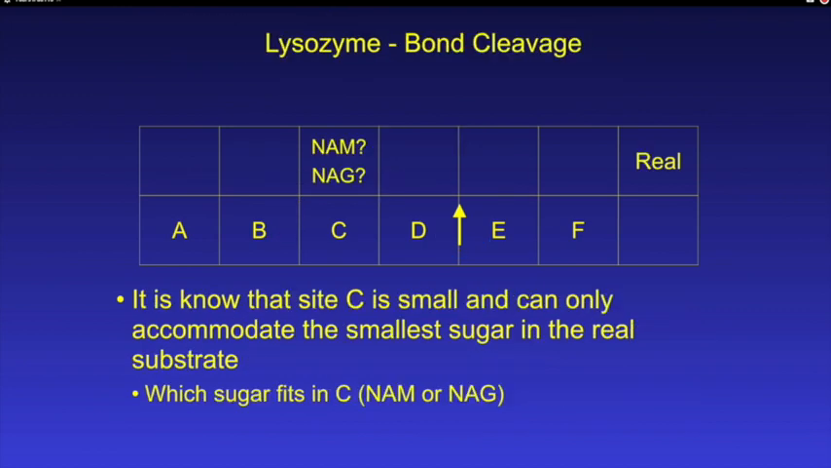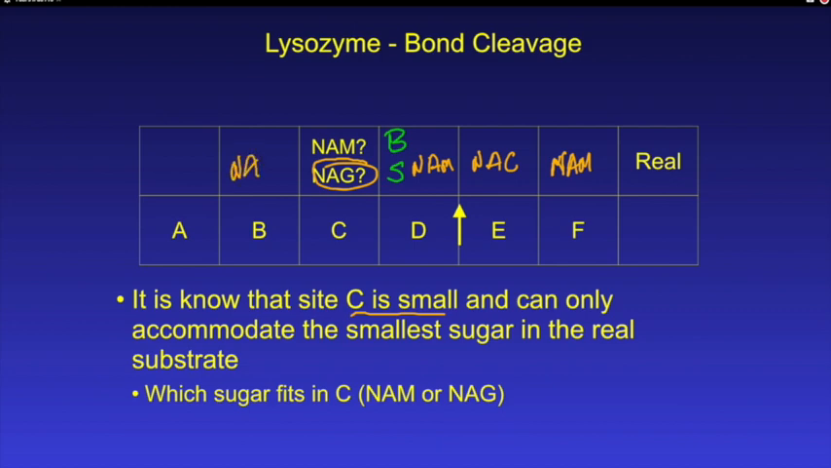Now, if I put in the real substrate, remember I told you I had 1 big and 1 small. We said that NAM was big and NAG was small. After some investigation, we also found out that site C is relatively small, and it only accommodates one of the sugars positively, meaning only one fits, and that is NAG. So if NAG is there, then knowing the real substrate, this is NAM, this is NAG, this is NAM.